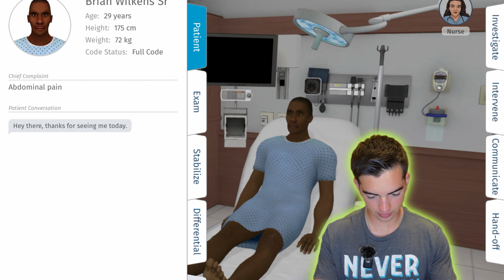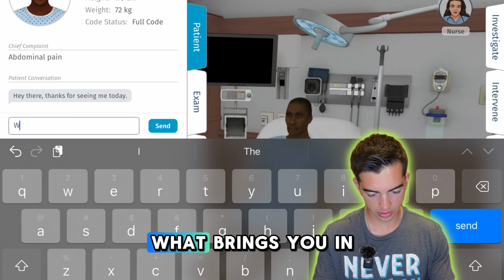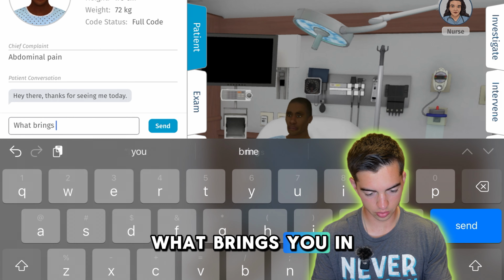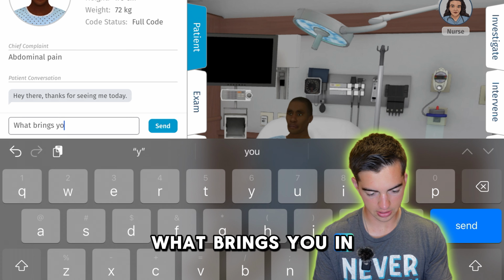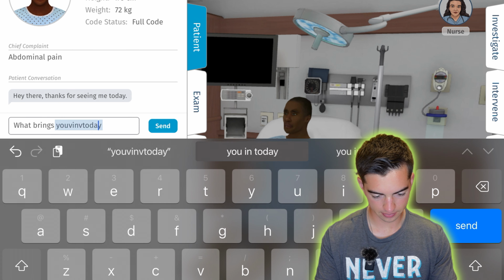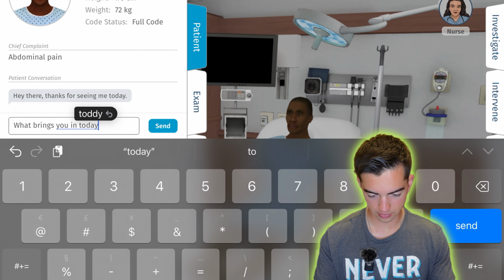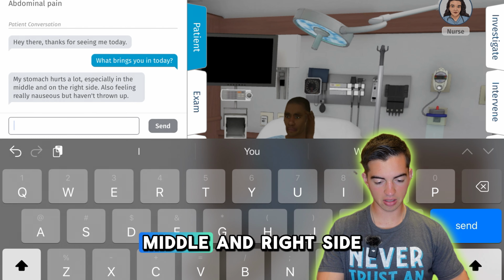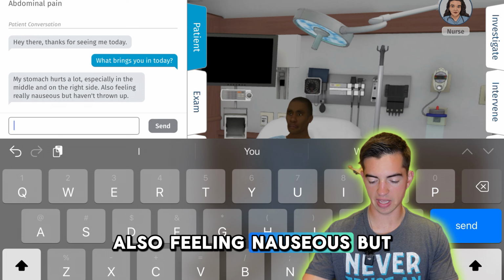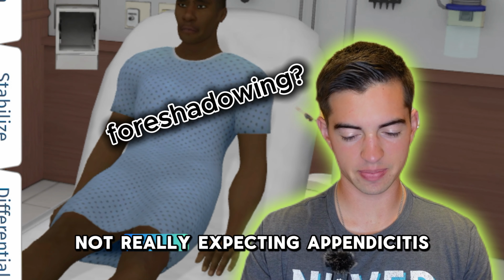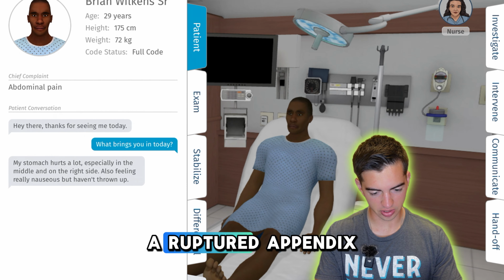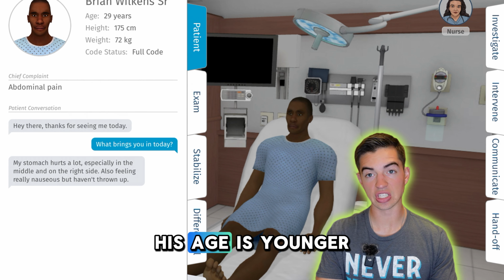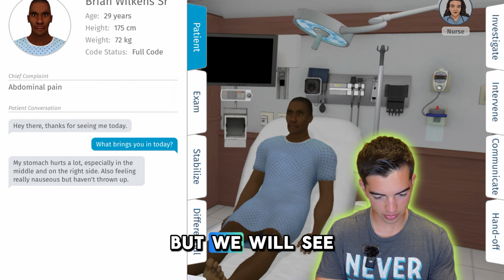Okay. What brings you in today? His stomach hurts a lot, especially in the middle and right side. Also feeling nauseous but haven't thrown up. Not really expecting appendicitis or ruptured appendix. His age is younger, 29, but we will see.